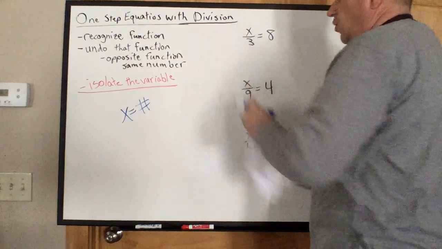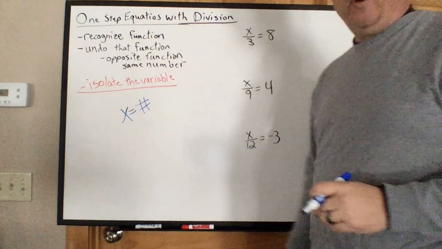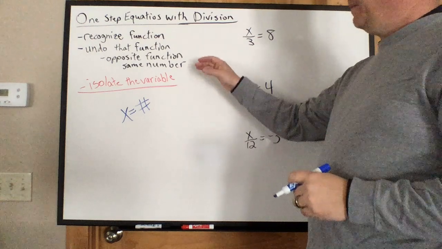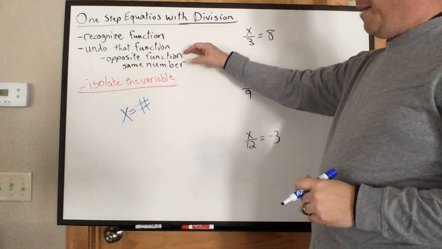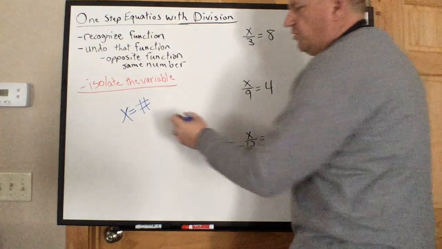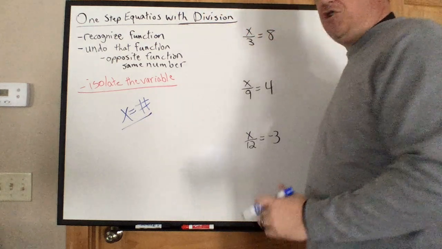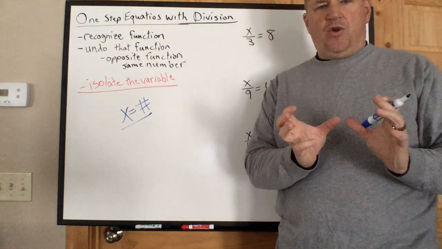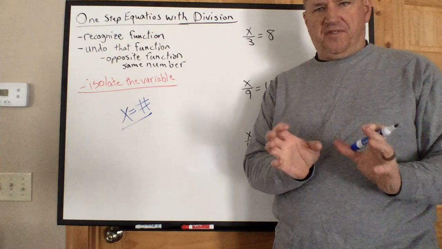So we're going to isolate the variable by using the opposite function, same number, so that my ultimate goal is to have an equation that looks like just a variable equals a number. Just a variable equals a number.